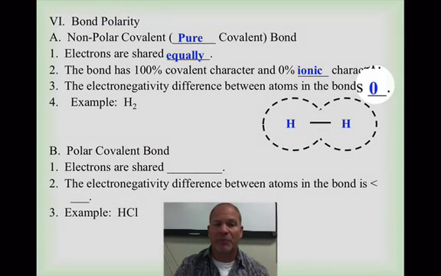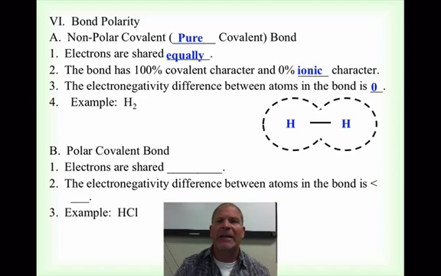So I have hydrogen minus hydrogen. We're going to be subtracting the electronegativities. So any of your diatomic elements, you know right off the bat they have a bond polarity of 0. They are truly, purely covalent because the electronegativity values are exactly the same.